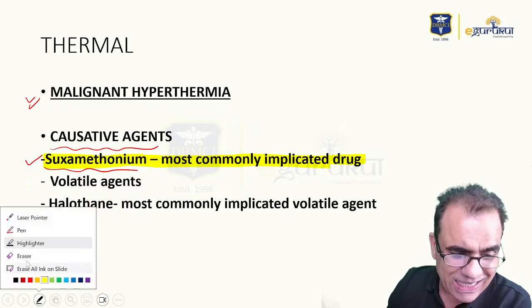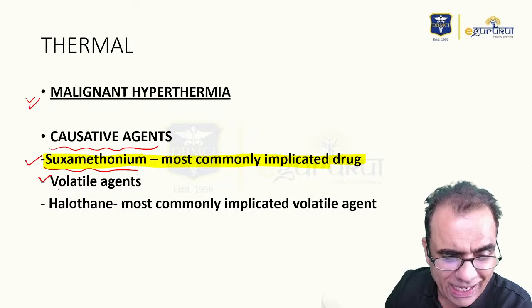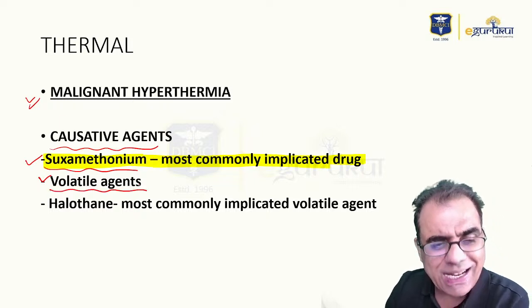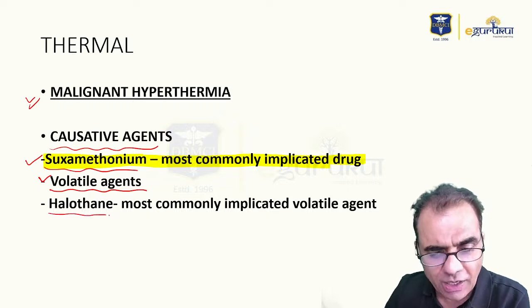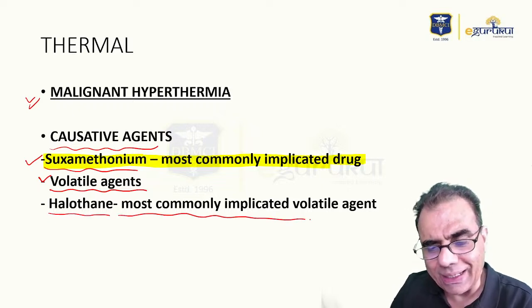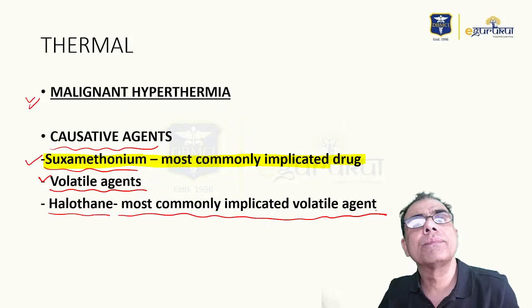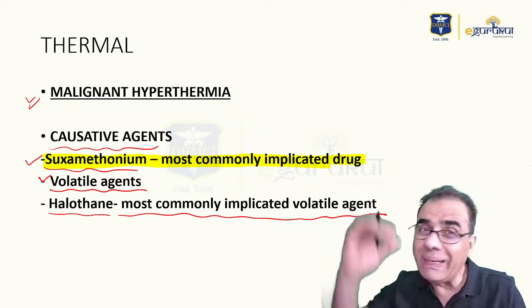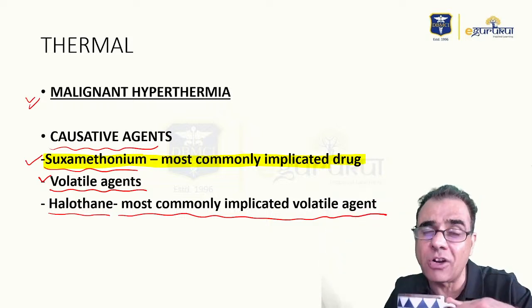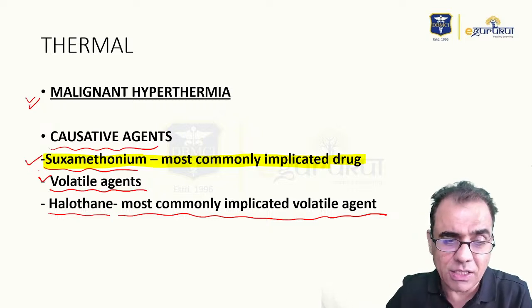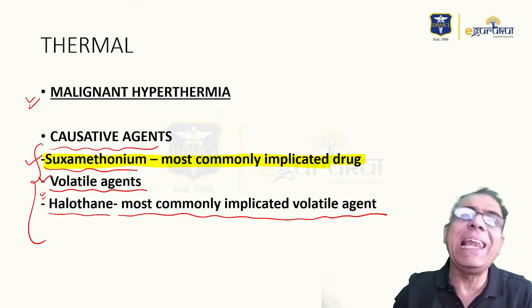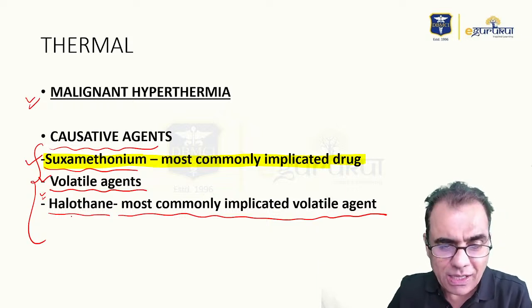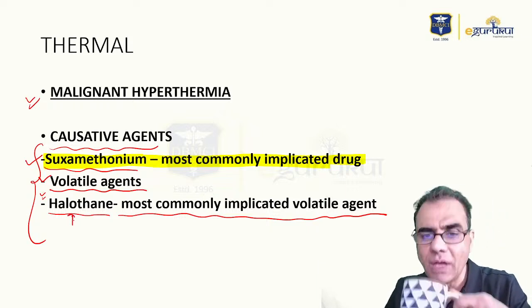Other than succinylcholine, all volatile agents can also trigger malignant hyperthermia, but among volatile agents, it is seen maximally with halothane. So if they ask you the most commonly implicated drug or most common drug causing malignant hyperthermia, it is succinylcholine. However, if they ask you the most common volatile agent triggering malignant hyperthermia, then it is halothane.